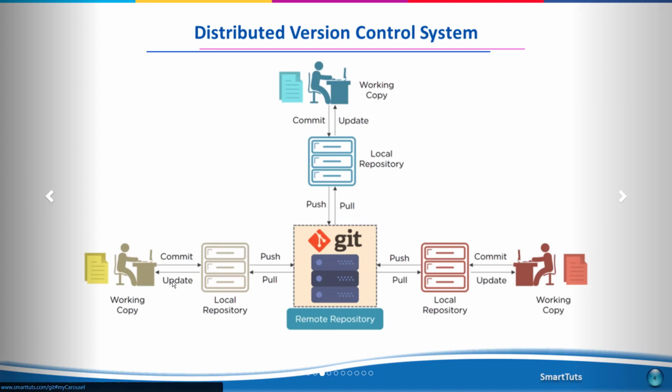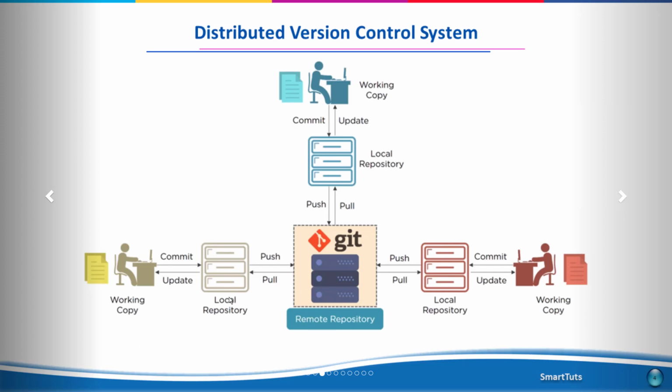First is commit. Commit means you are writing some code on your system, your laptop, and then you commit to your local repository. What is git? Git is a distributed version control system. It gives you the ability to maintain a distributed version control system. Mainly, a distributed version control system has two parts: one is the local repository, another is the remote repository.